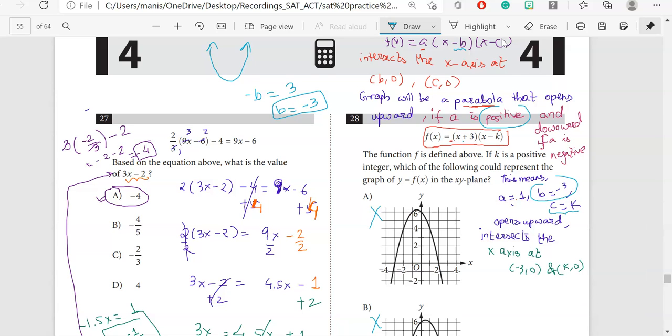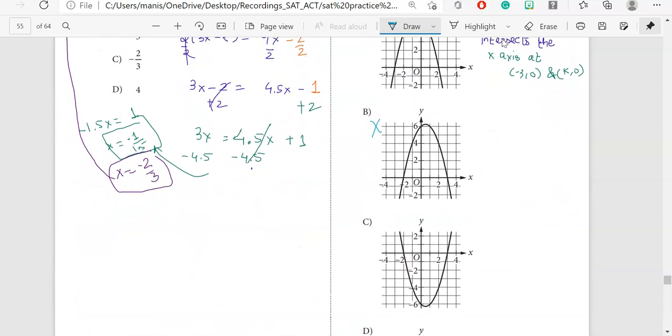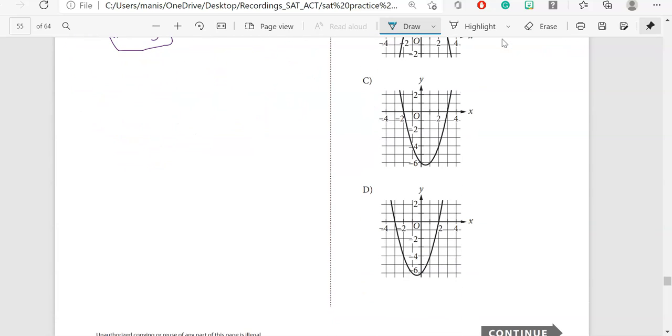So this is telling me that the graph opens upwards and intersects the x-axis at two points: negative 3 comma 0, and c means k comma 0. When I go over here, negative 3 comma 0, this one has x value of negative 2. So this does not help me, but this one says negative 3. So option D is the correct answer for this question.